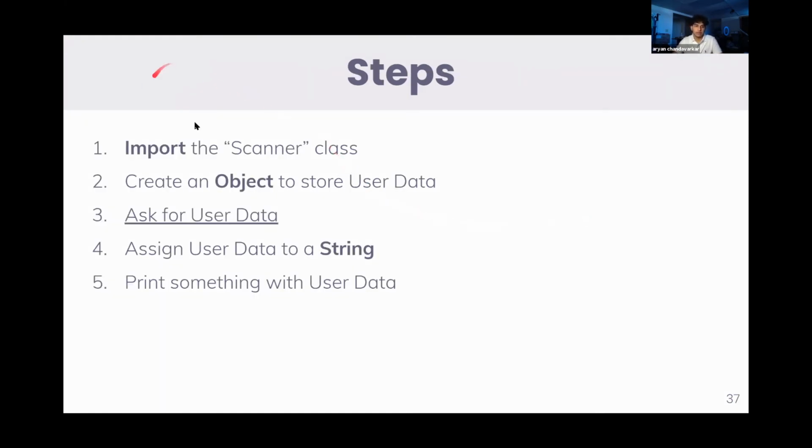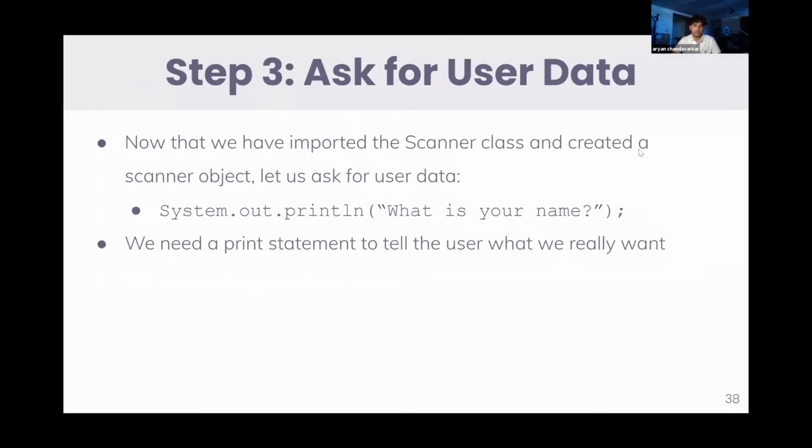Now, the third step is to ask for user data. And this is just for the user to know that it wants to type something into the console. So now that we've imported the scanner class and created an object, we just ask for the user data. So we say system.out.println, what's your name? And basically we would need a print statement to tell the user what we really want. So on Zoom, it might ask you for the meeting password, or when you open up your laptop, it asks you for your username and password. So that asking is what we need to do just for the user to understand what we want them to do.